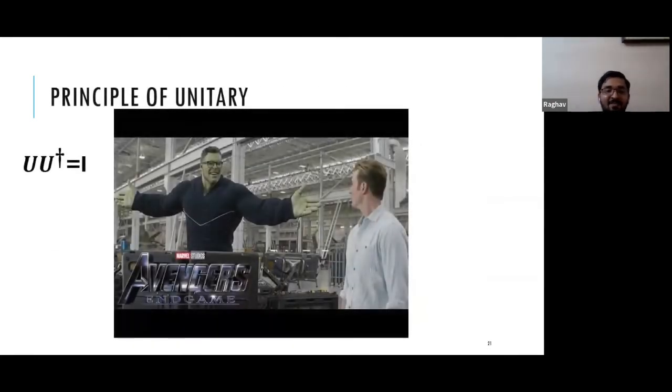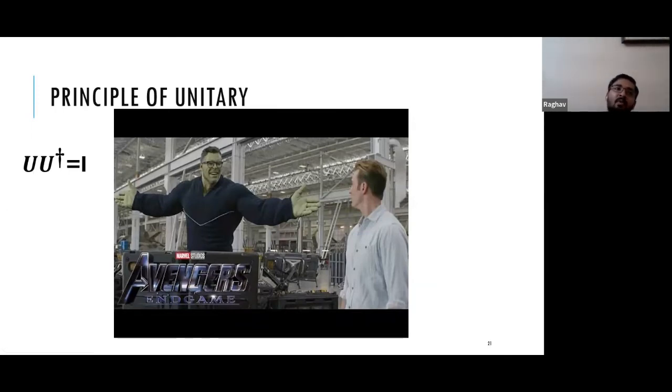Do you remember these things, people, from Avengers Endgame, where Hulk and other Avengers use quantum mechanics to go back in time to get those stones? Actually, it is just an exploitation of a principle called the principle of unitarity in quantum mechanics, which says that in quantum mechanics, operators are time evolved.